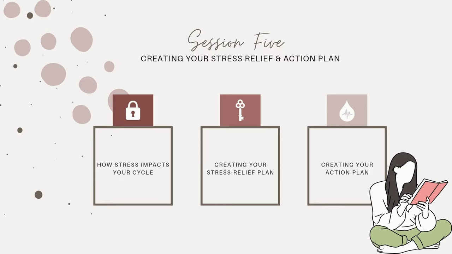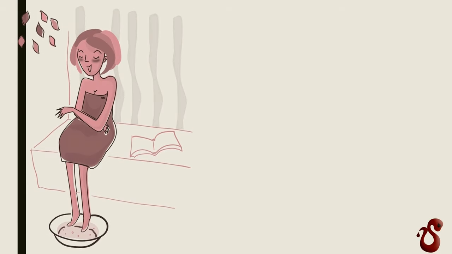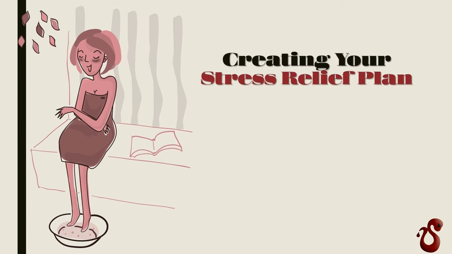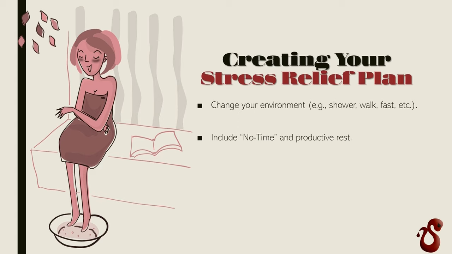This is session number 5, creating your stress relief and action plan. So when you're creating your stress relief plan, remember that stress comes from change. And survival is always going to take precedence over reproduction. So the first thing you'll want to do when you want to reduce stress is to change your environment. Secondly, you can find the time and the space to do something that requires little to no force.